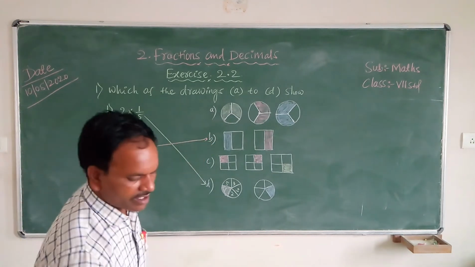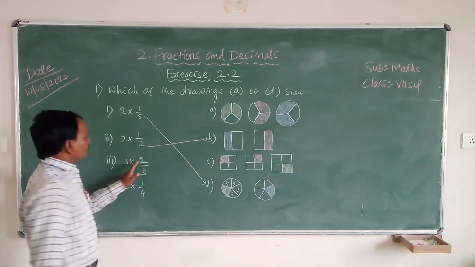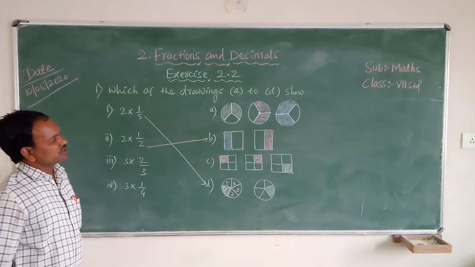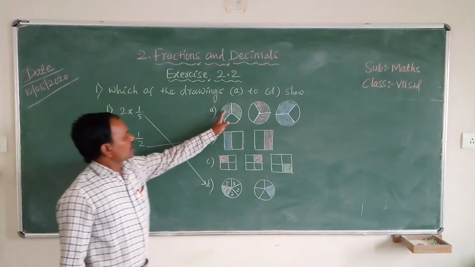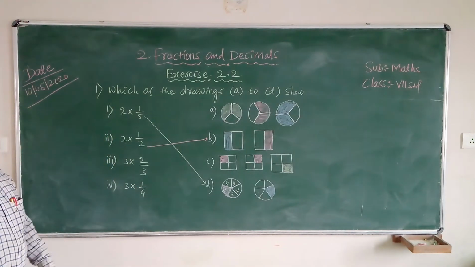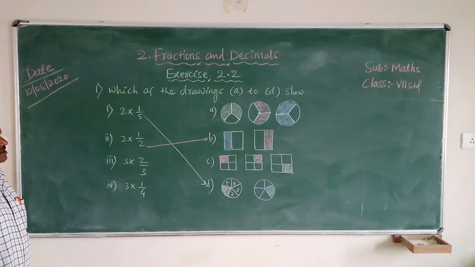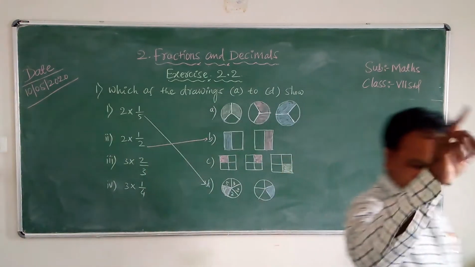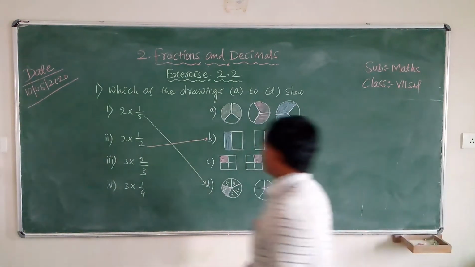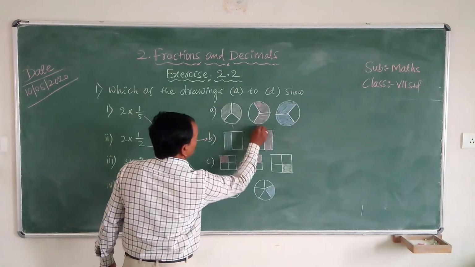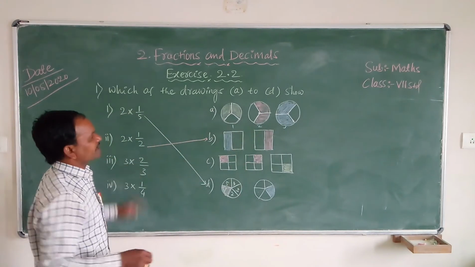So next, 3 into 2 by 3. 2 into 3 into 1, 2. Here 3 is there. Which figure will come? This is very important. 2 by 3. 3 into color. Which color? That is very important. So 3 into 2 by 3. 3 figures are there, 1, 2, 3 figures are there.